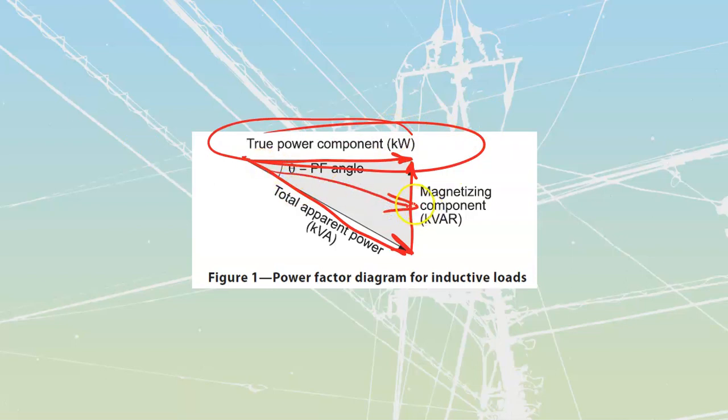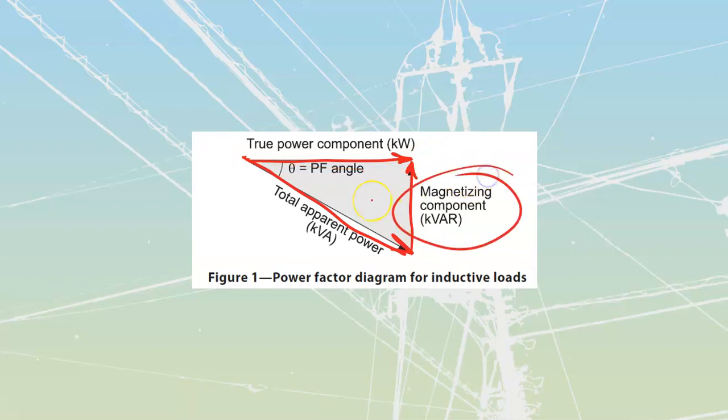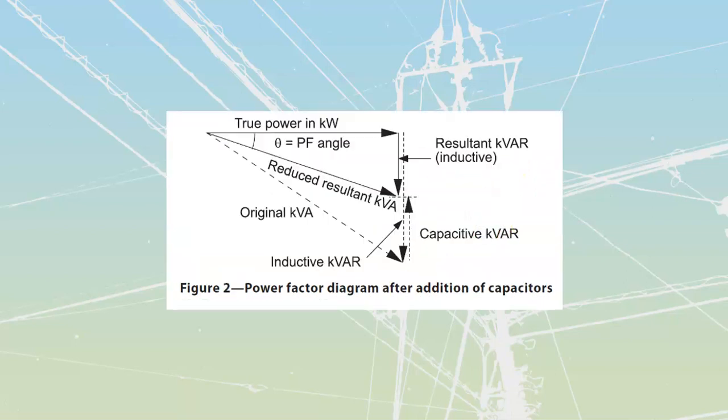If I shorten the amount of VARs, I'm going to have a smaller kVA. It's going to be a smaller hypotenuse on the triangle. I can shorten it down more and more as we go along. And that's what we are going to try and do: find what we have for inductive kVARs, and then apply capacitance in the opposite direction to knock that value back. It looks a little similar to this.